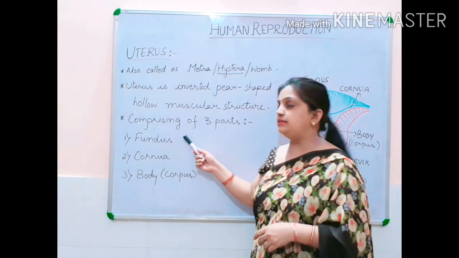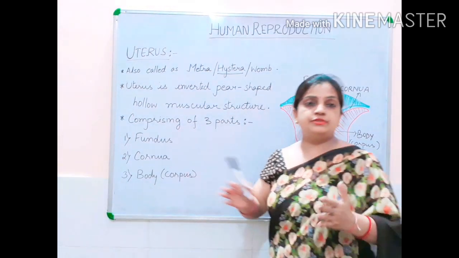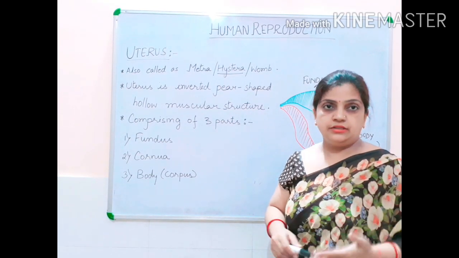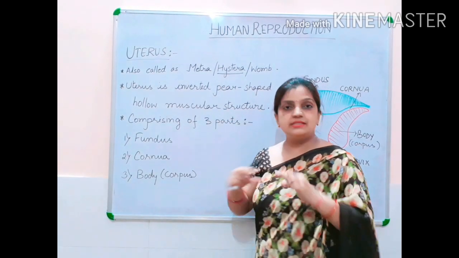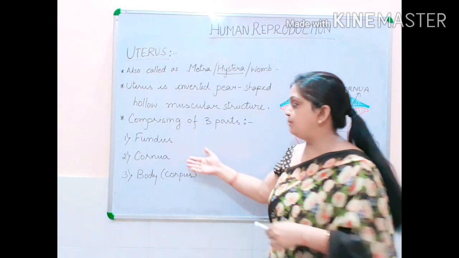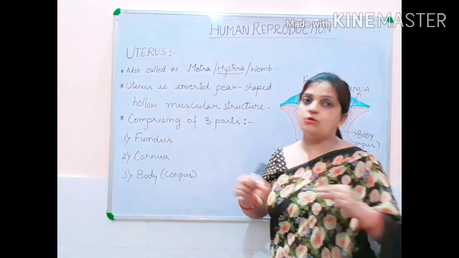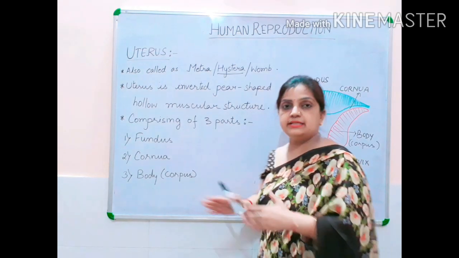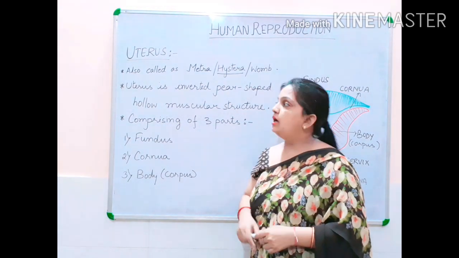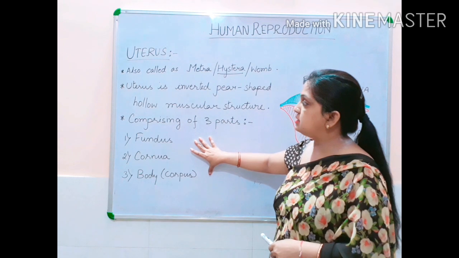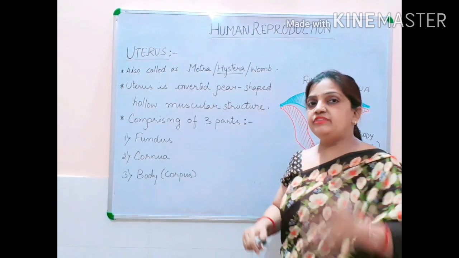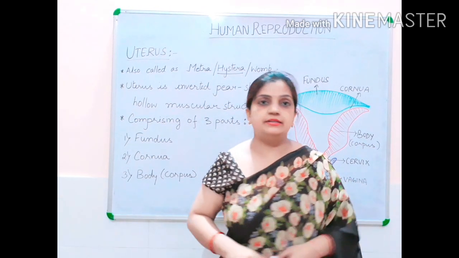Now children, the fundus is the uppermost part of the uterus. Cornua is the corners, by the name only you can understand, it is in the corner. And the body is the main body of the uterus. These three parts and the structure we will understand in the diagram.